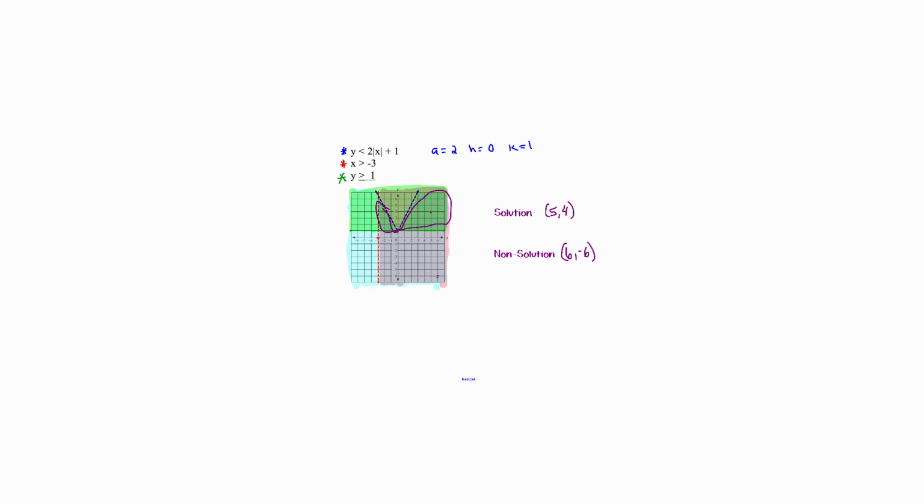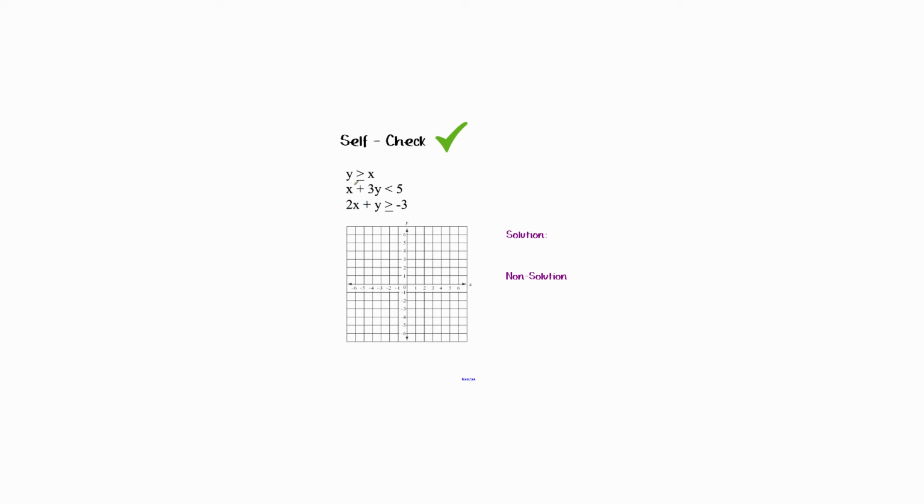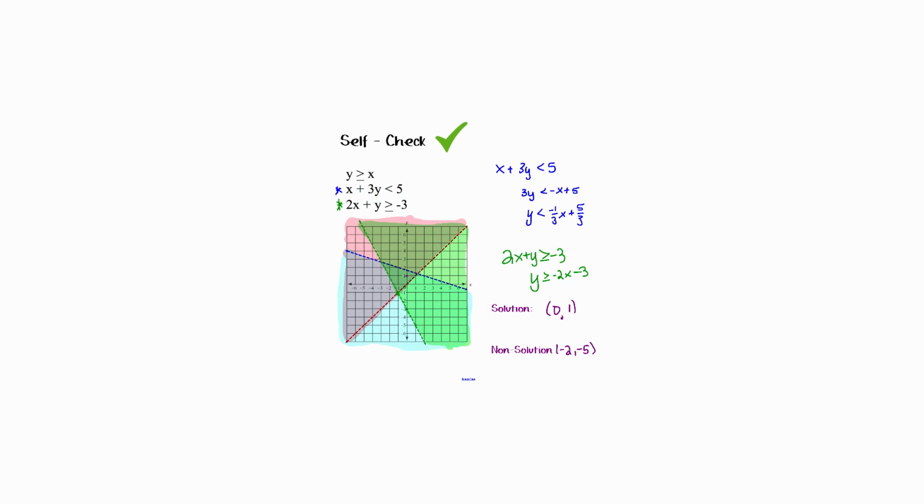Okay, go ahead and try the next one. Here you have a system of 3 inequalities. Shade each region, and then give me a solution and a non-solution for that shaded area. Okay, there you go. Here's my example of a solution, the point 0, 1, and a non-solution, negative 2, negative 5. Right there.